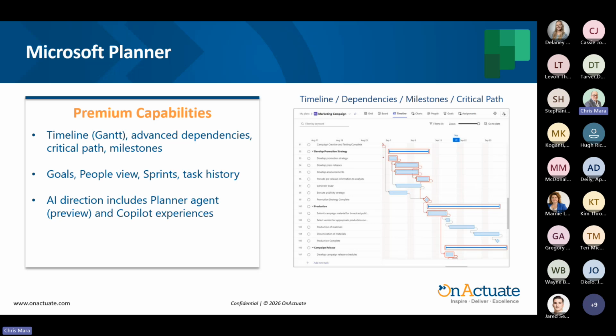So this is how you move on from the "we think we'll be done by X date" to more of "we know what drives the date and what we need to protect." So the takeaway is this: Planner Premium can support more disciplined scheduling, dependencies, milestones, and critical path visibility without jumping straight to a full enterprise PPM tool.